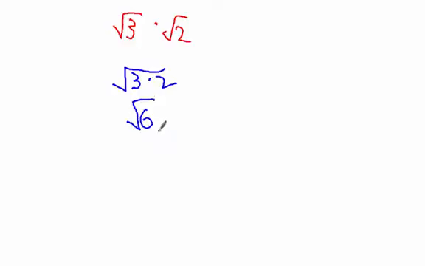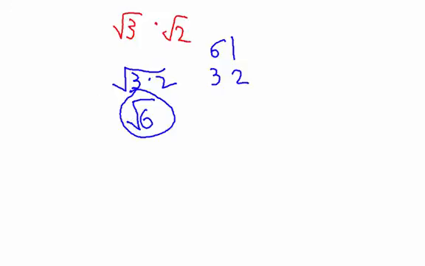Now we want to make sure, is this square root of 6 as simplified as we can get? Are there any perfect squares that go into 6? Well, the factors of 6 are 6 and 1, 3 and 2. Taking a look at those, none of them are perfect squares, so therefore, this is as simple as it gets. Our answer is the square root of 6.